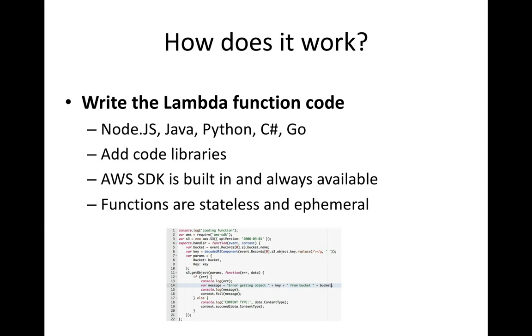Oftentimes you'll need to add a set of external code libraries that you're calling within your function. Those have to be packaged into the function. The exception is the AWS SDK. The actual AWS SDK library is always packaged within your Lambda function environment. So you don't necessarily have to specifically include the SDK in your function, although there might be good reasons for doing so, which I'll talk about later.